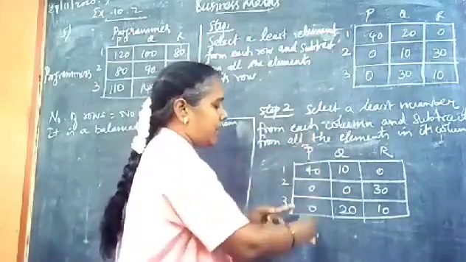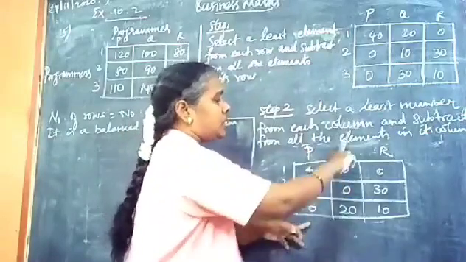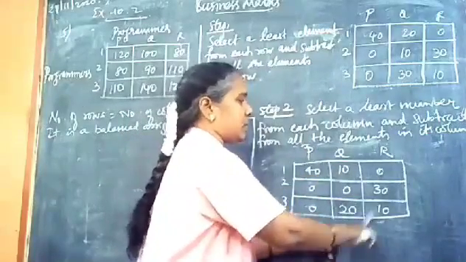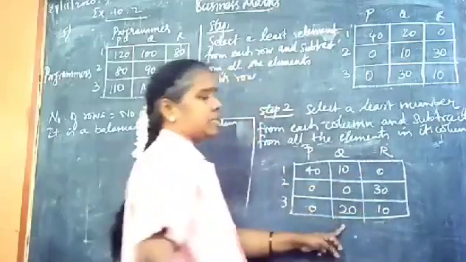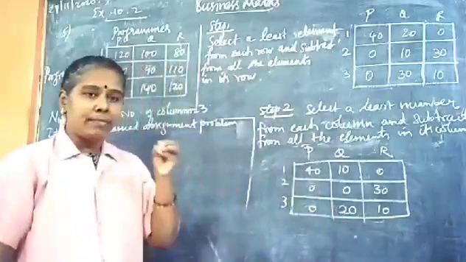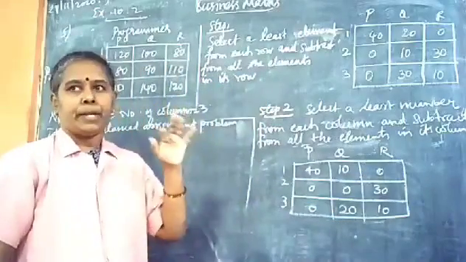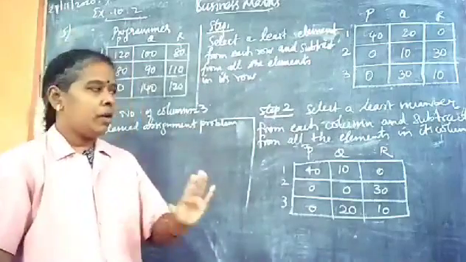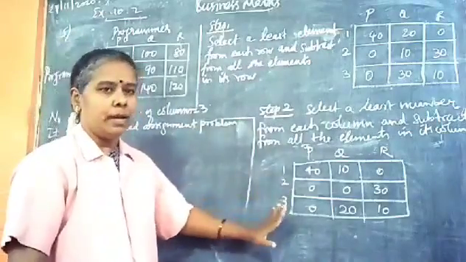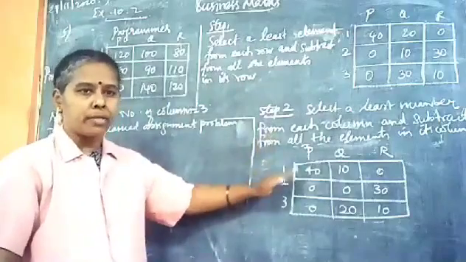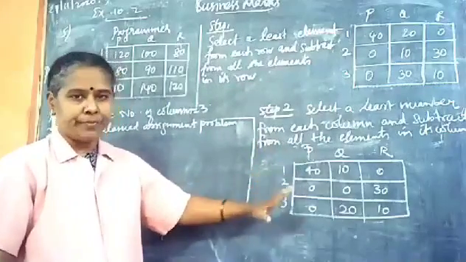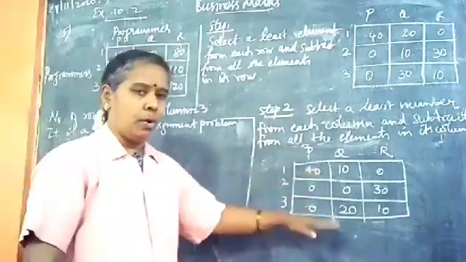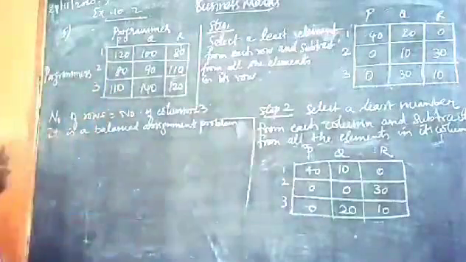First column, yes, I am having. Second column, at least 1 zero. Third column, at least 1 zero. At least means what I already said: at least 1 zero. Okay, so the checking process is over. Both row as well as column satisfy our condition. So we are going to move to step 3, that is assignment.